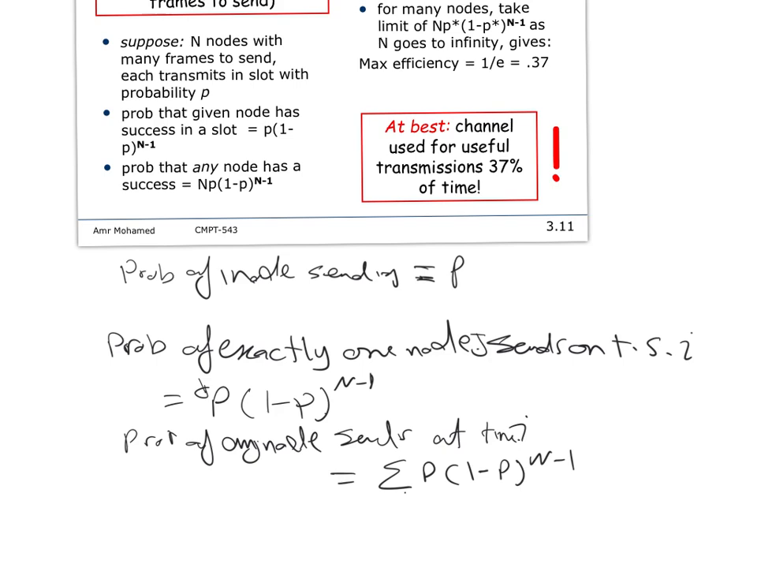So this is a summation over all j, which means n times p times (1 minus p) to the power n minus 1. Right? So this is the probability of any node, but only one node, sending while other nodes are not sending. So what does this probability look like?